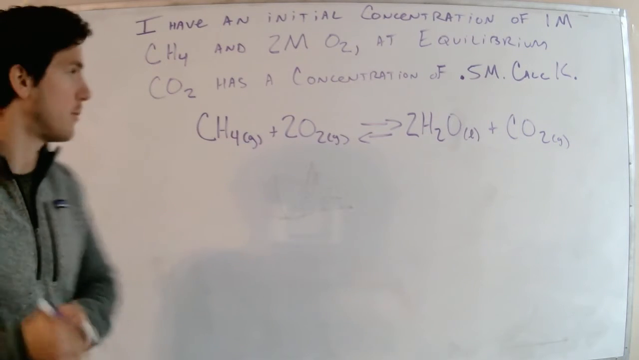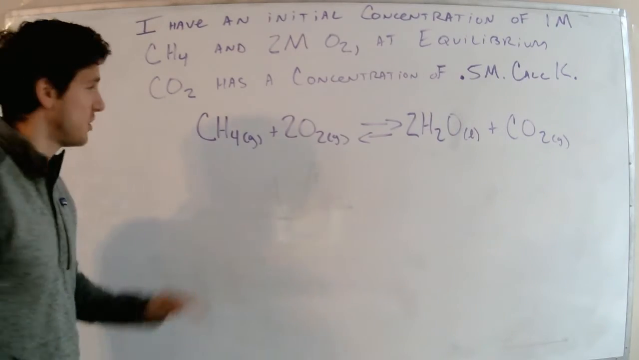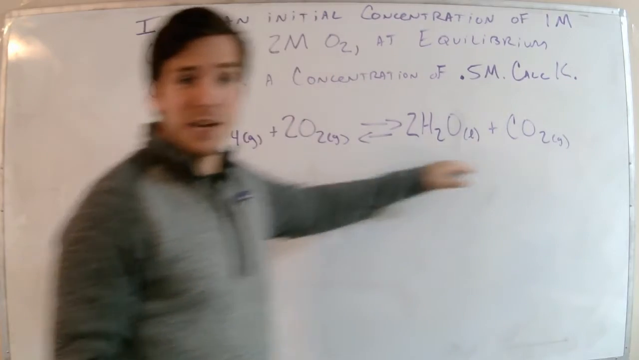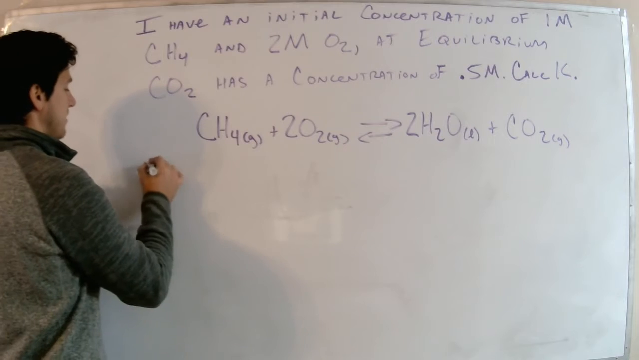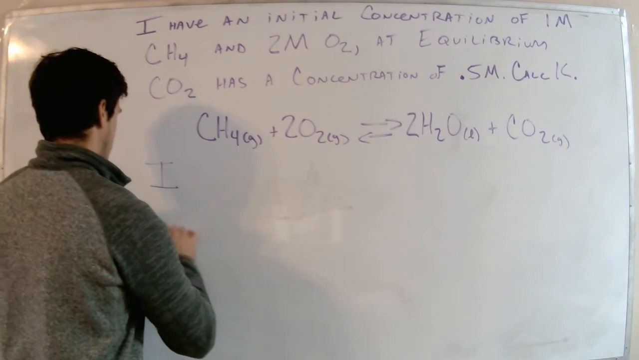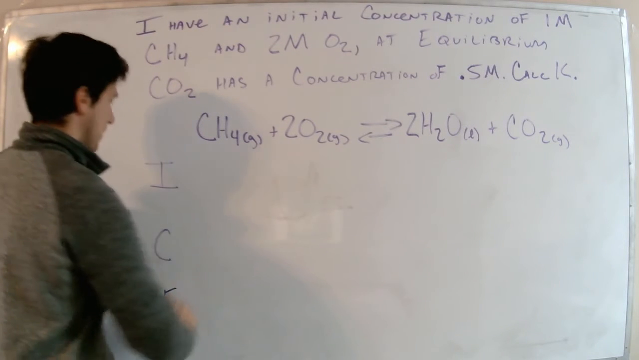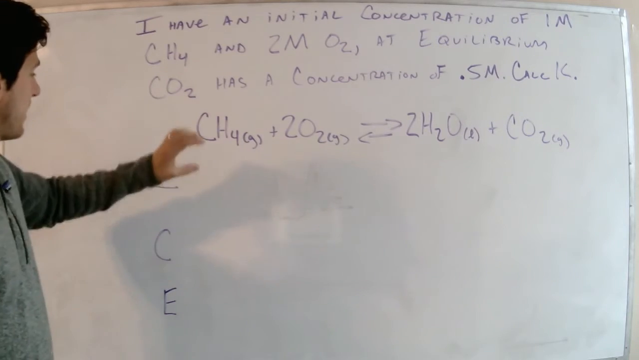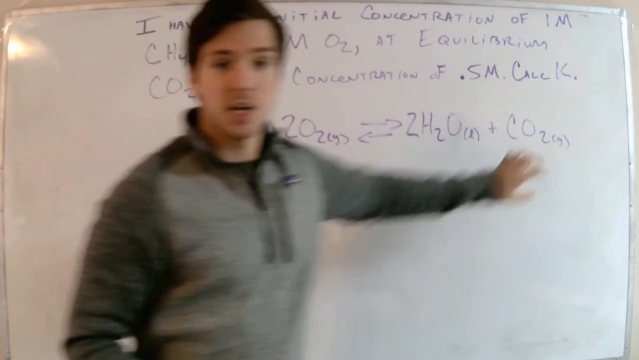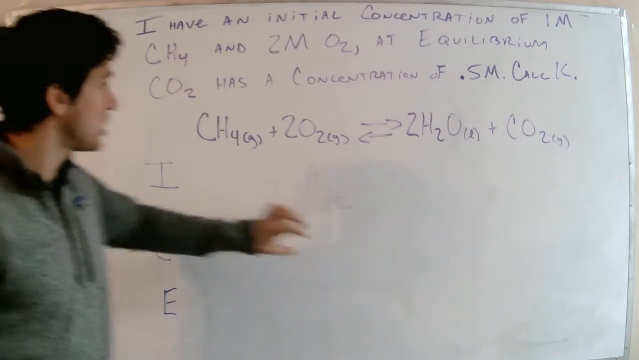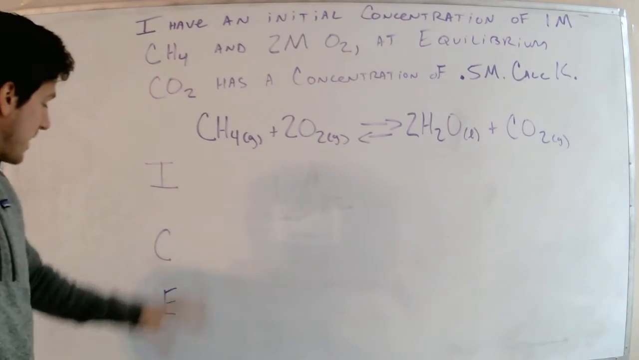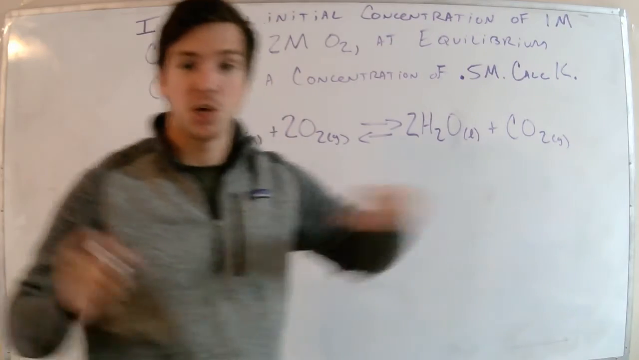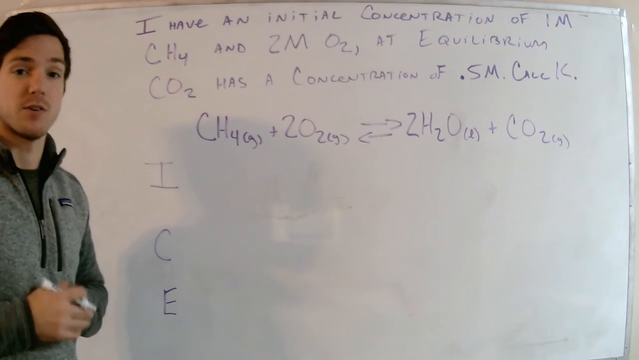So what is an ICE table? Well, what we usually do is we set up our equation and then we'll write ICE down the side, okay? And then we're gonna fill in an initial for each reactant and product, a change for each reactant and product, and an equilibrium for each reactant and product, okay?